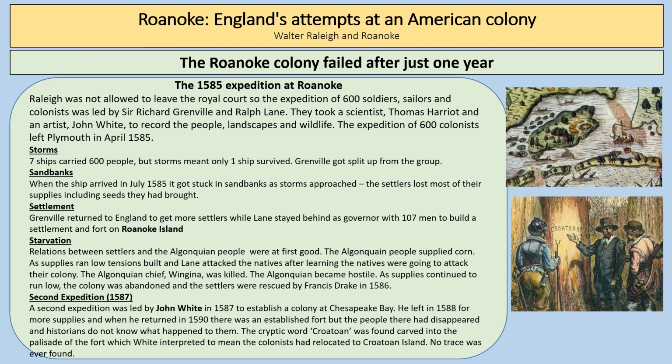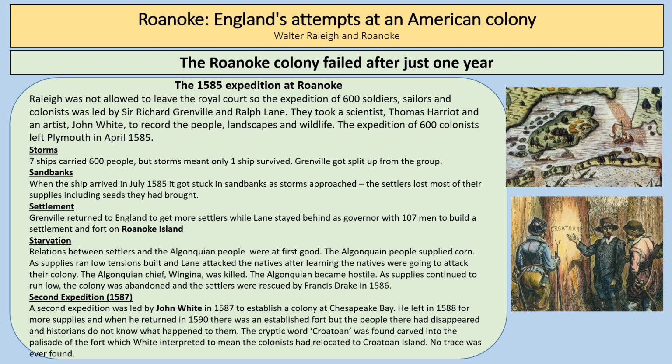The relations between the settlers and the native Algonquin people were at first really good. The Algonquin people supplied corn, but as supplies ran low, tensions built and Lane attacked the natives after learning the natives were going to attack the colony. The Algonquin chief, who was called Wingina, was killed, and the Algonquin became more hostile. As supplies continued to run low, the colony was abandoned and the settlers were rescued by Francis Drake in 1586.